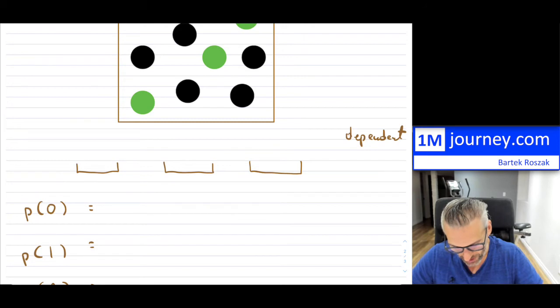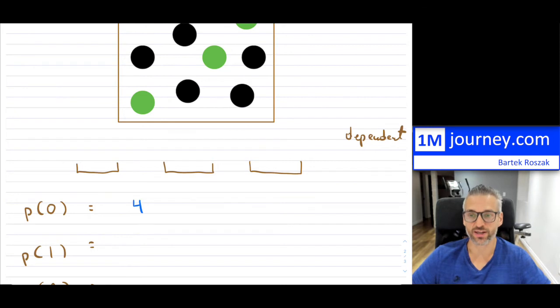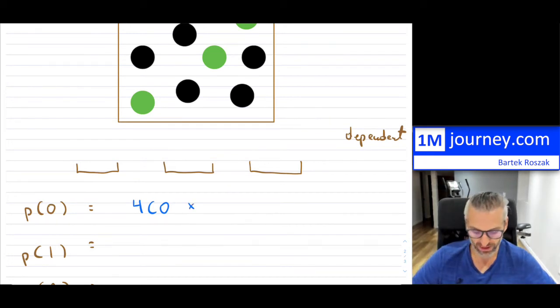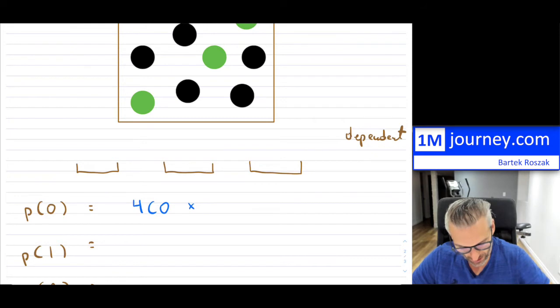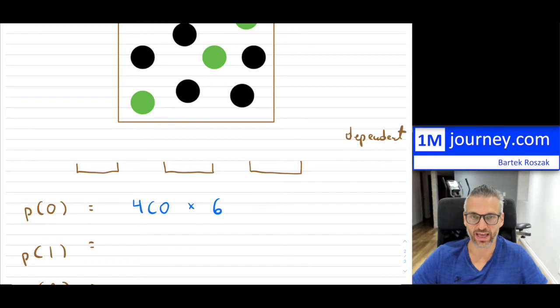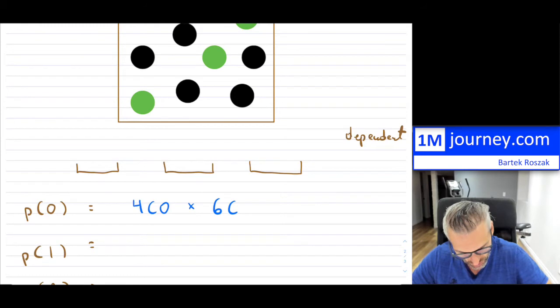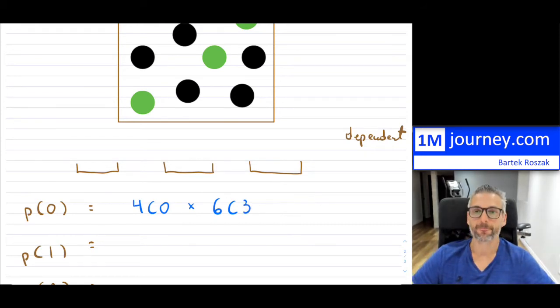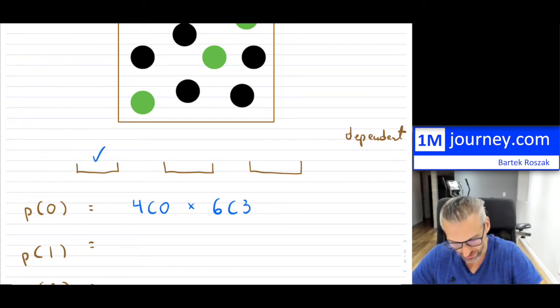So what that really means is I have 4 balls that are green, but I'm going to choose none of them, because I don't want to have any green balls. And then, by the multiplicative property, I have 6 black balls, or 10 in total minus the 4 that are green. So I have 6, and I'm going to be choosing all 3 of them, because I want to see 3 black balls and I want to see 0 green balls.